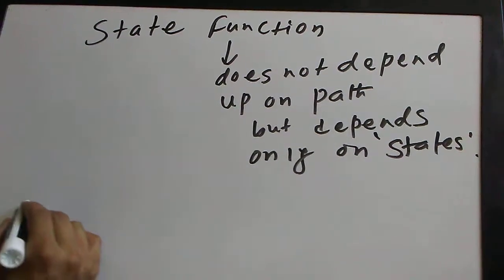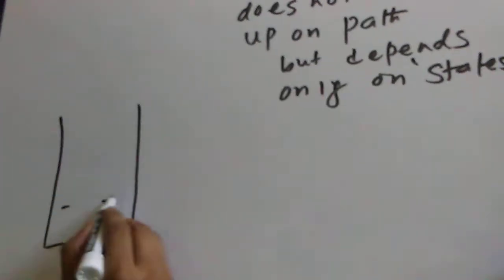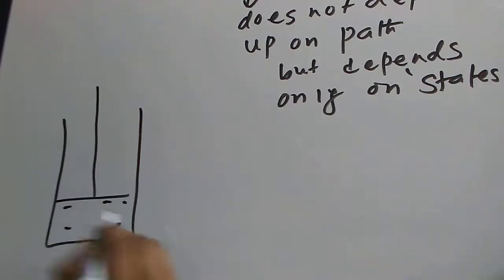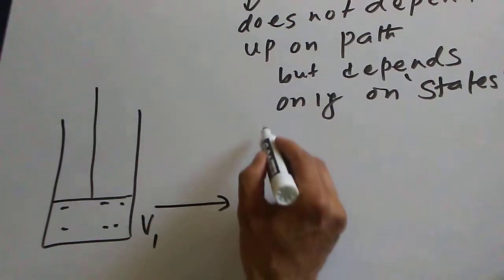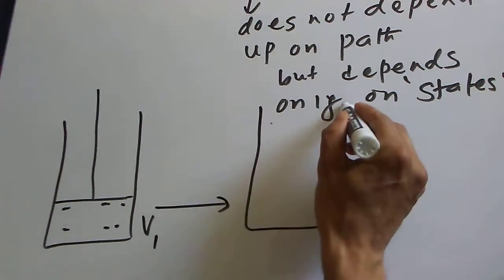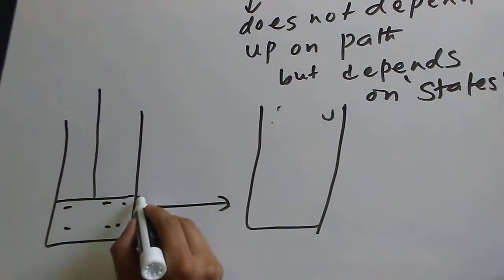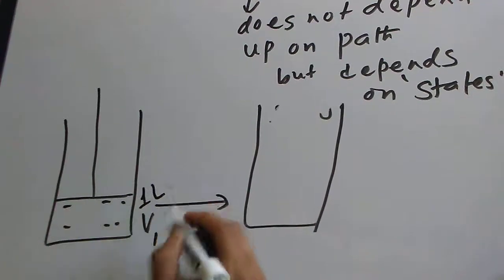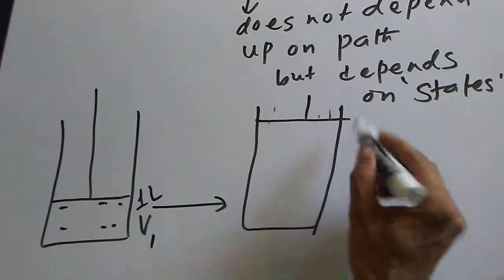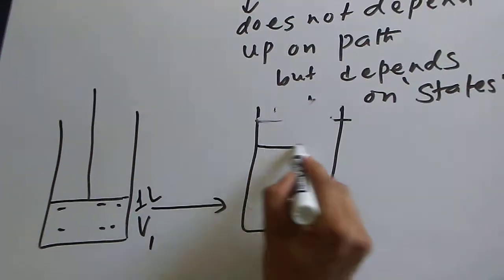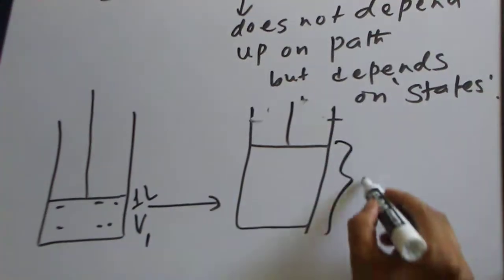All right, so what is the state function? Let's take an example. Here we have a gas. Let's say the volume of this gas is V1. Now we can expand this gas in different ways. Let's expand this gas very fast. This is, let's say, 1 liter, and we expand this gas suddenly to 2 liter. So the gas now becomes 2 liter.